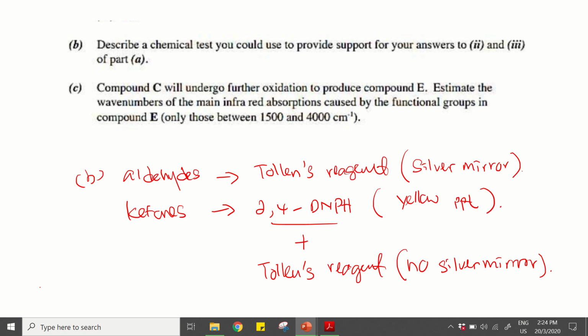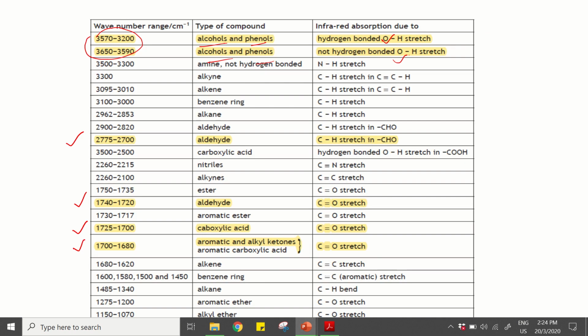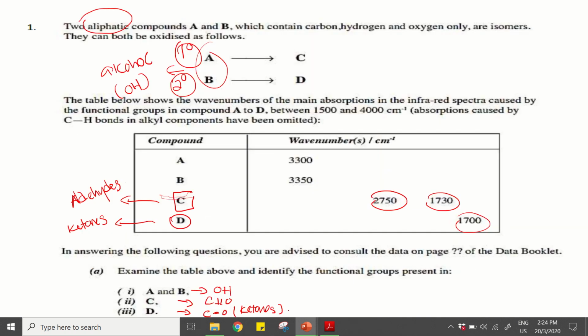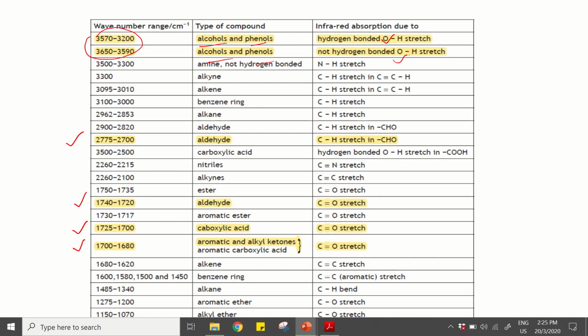Never mind, it's okay. So let's say compound C will undergo further oxidations to produce compound E. Estimate the wave numbers of the main infrared absorptions. Now, when C further oxidizes, where is your C? C is supposed to be an aldehyde. So when aldehyde further oxidizes, you should get a carboxylic acid. And what are the absorptions for carboxylic acid?